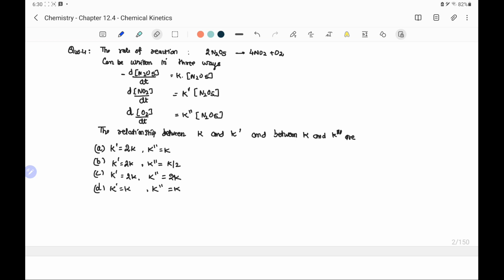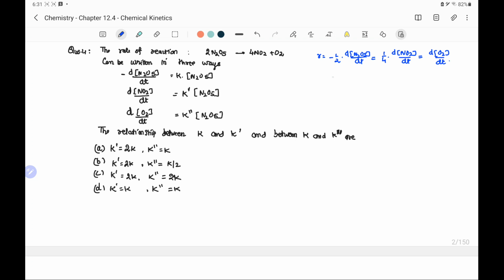And next question is, the rate of reaction can be written in three ways, and these are written in terms of the reactant and products. The relationship between the K and K dash and between K and K double dash? For the given expression, if we write the rate of reaction, this is R equal to minus 1 by 2 rate of change of concentration of N2O5, this is the reactant, so taken negative. It is equal to 1 by 4, and because it is product, so taken positive, rate of change of concentration of the NO2. And it will be equal to the rate of change of concentration of O2.